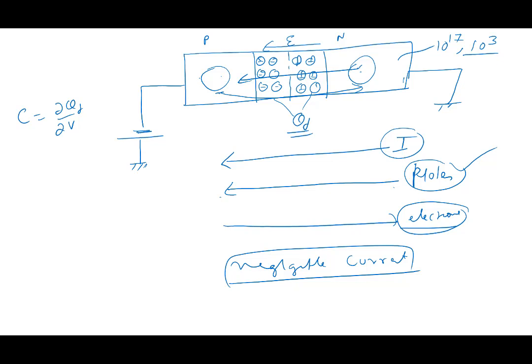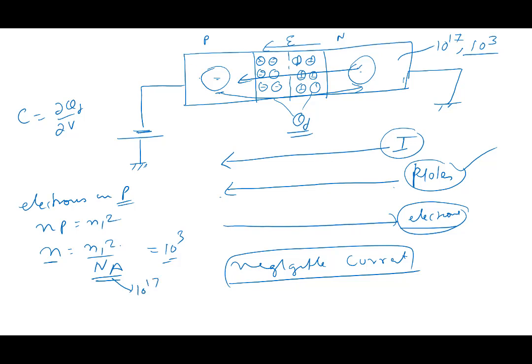Now remember the current in the reverse direction depends on electrons in P. Electrons have to flow from here to here. Now electrons in P is what? We said n_p is ni squared over Na, or electrons in P will be equal to ni squared over Na. Na is the doping concentration that you've added, and that we are saying is very small, right? Very small here, because this is 10 to the power 17 and this is 10 to the power 20.